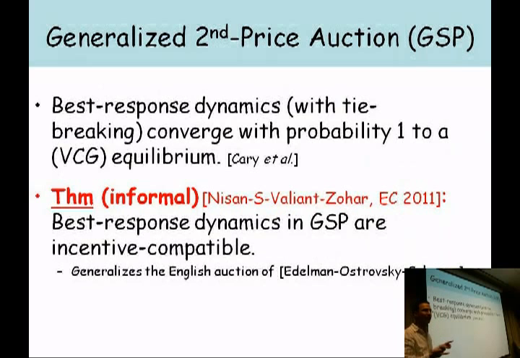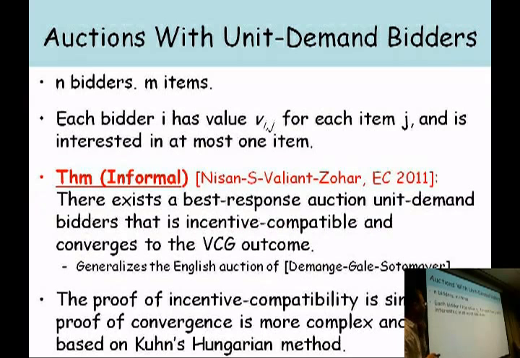But are they incentive compatible? That is, okay, if everyone best responds, then we'll converge to that equilibrium. Should I best respond if I'm an advertiser? The answer is yes. So it is true in this context that best response dynamics are incentive compatible. Another interesting context, which is also classical in economics, is unit demand auctions. You have n bidders, m items, and it's basically matching. Each bidder is interested in just one item and has a value for each of the different items, but he's only going to get one. And here, once again, we present a specific best response auction that is incentive compatible and converges to the VCG outcome.